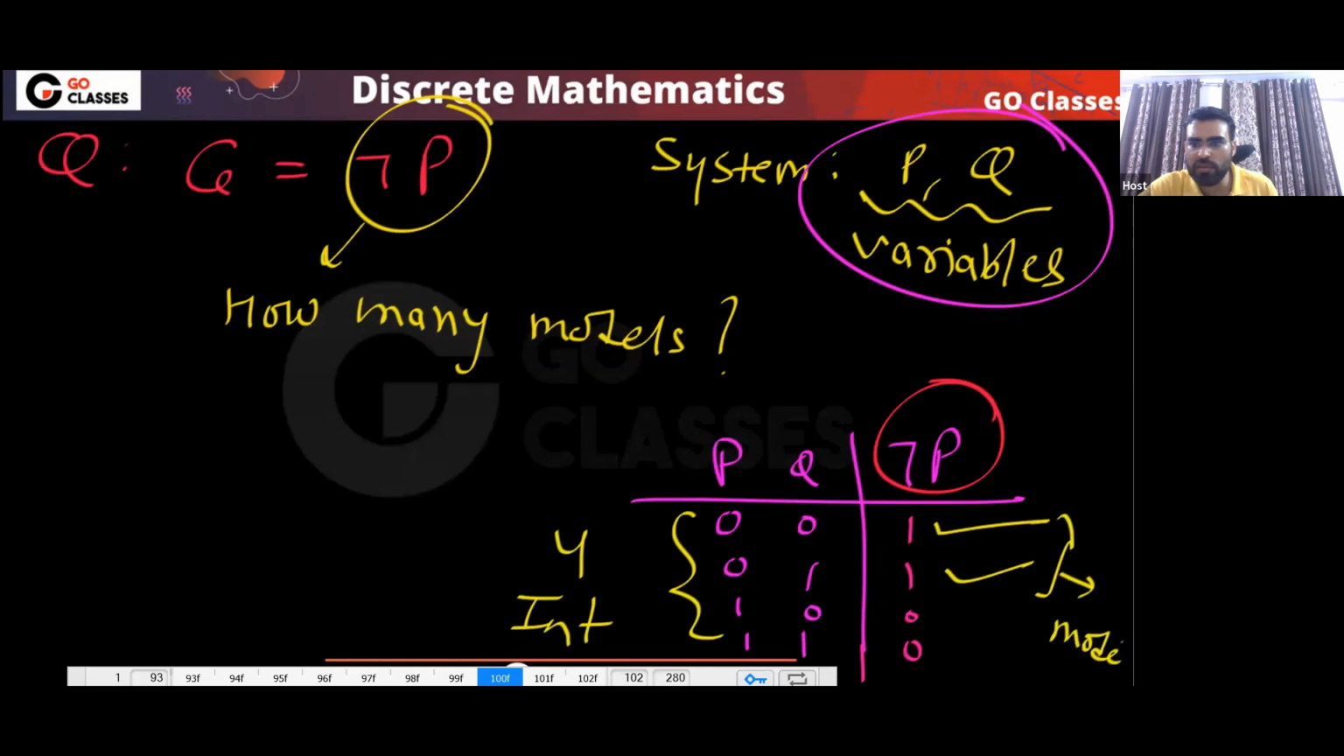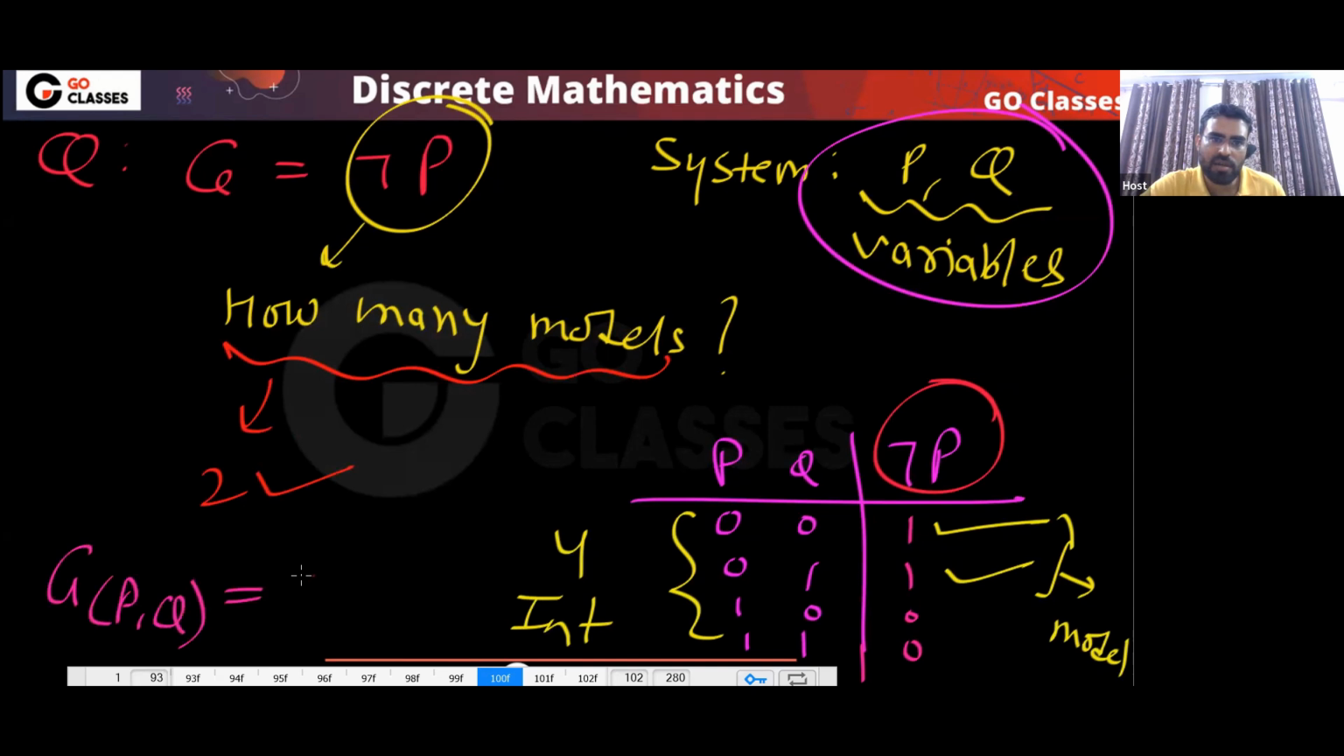So how many models do we have? The question is asking the number of models. So the number of models will be 2. So the answer is 2. Basically, this G has two variables, but we are not using both of the variables. So this is the idea.